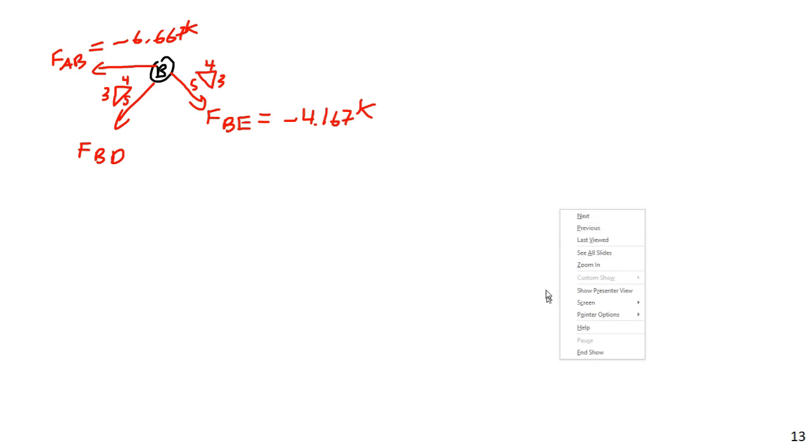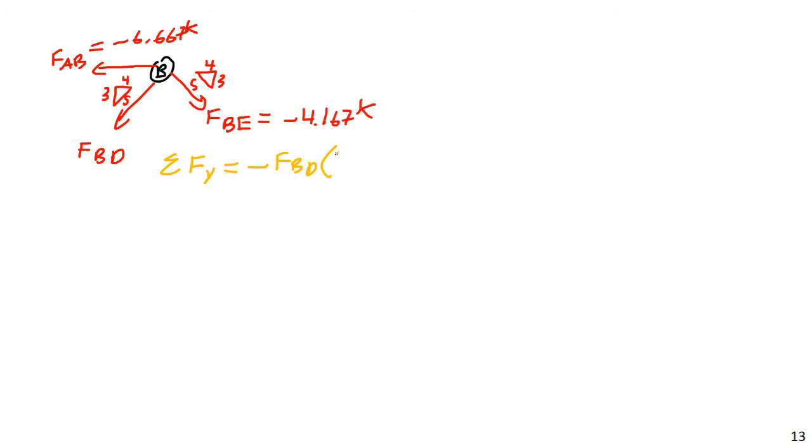Here. So maybe I'll do this in orange again, just to be consistent. Let's go ahead and do the sum of forces in the y direction. That would be the simplest way. I'll have negative FBD times 3 over 5 minus FBE also times 3 over 5 equals 0. Because this is set up so simply, I can just cross out the 3 fifths and cross out the negative. And so that will give me FBD plus FBE is equal to 0.